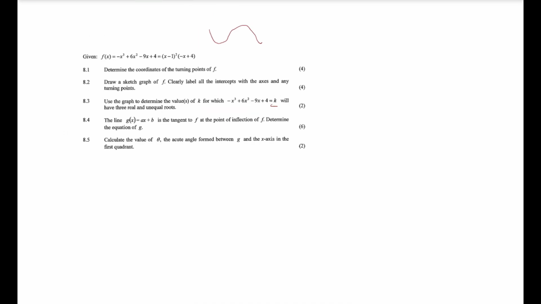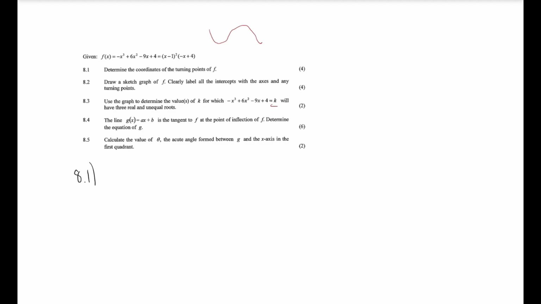Now we are going to start with 8.1. They say determine the coordinates of the turning points of f. The turning points of f are here and here. What you know about the turning points is that the gradient at this turning point is 0. And how do you find the gradient of a graph? You find the gradient of a graph by the first derivative.